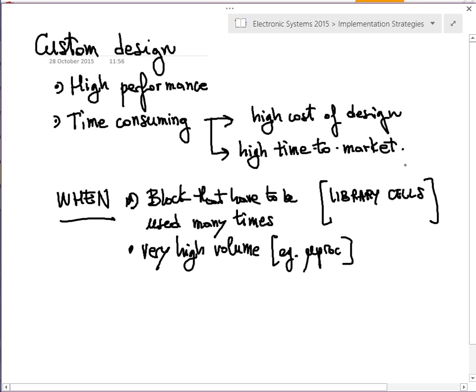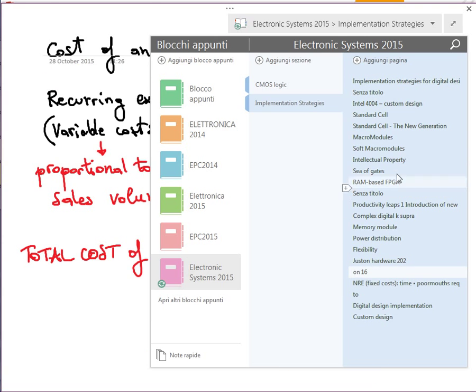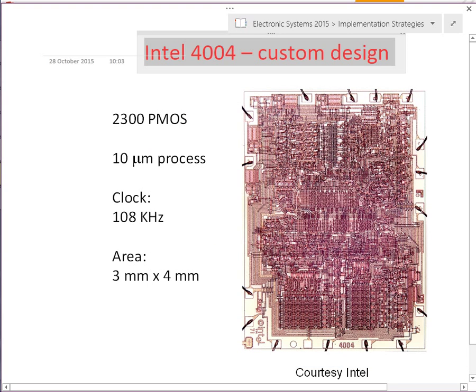For example, one of the famous microprocessors that was designed completely custom, actually, but with pen and paper, was this one. Let me just show you this. This is the Intel 4004, as they call it. This is just a photograph of the die. We already discussed this. And if you look at it, it is basically done by hand completely. It's just 2,000 transistors, not much more than that, so it is doable. It was doable.